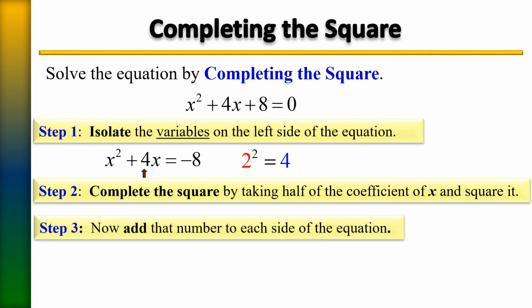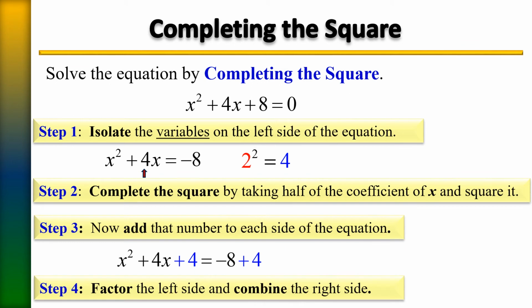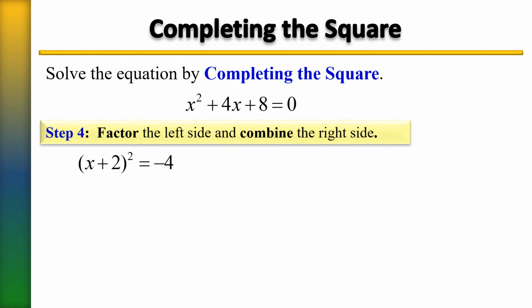Now by adding it to the left side, we are able to finally complete that perfect squared trinomial so that we can factor it. And on the right side, we're going to combine those terms. So we're going to go ahead and factor the left side. That factors into x plus 2 squared. And on the right side, we have negative 4.